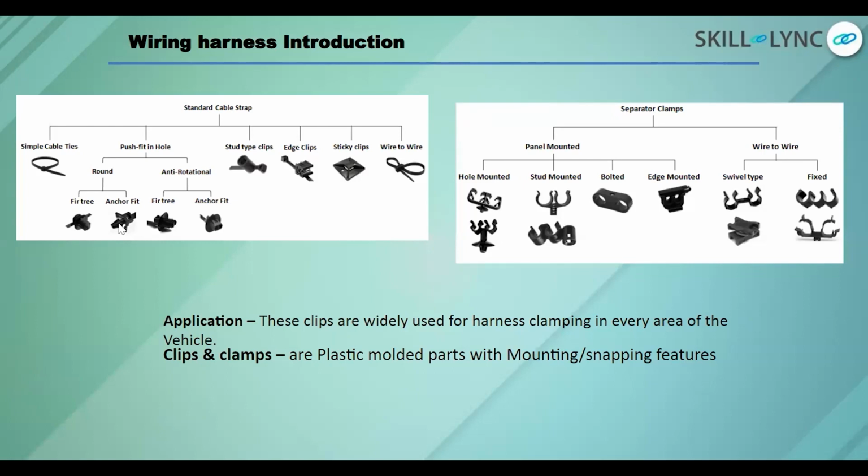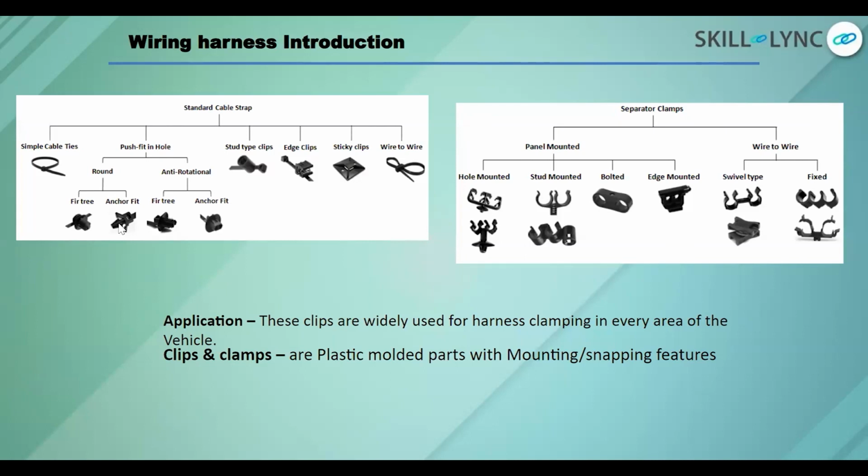The only problem with using these kind of edge clips is that it tends to remove the paint in the particular area where we are trying to mount the edge clip. Because it is going to scrape out the paint from that area, there can be a cause of corrosion in that area. So we try to avoid edge clips as much as possible, but there are some situations where you need to use this kind of edge clips.